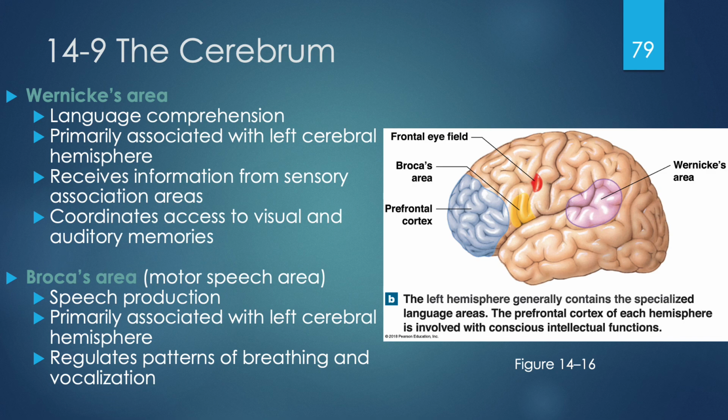Whereas with Broca's area, which is a motor speech area, the exact inverse is true. This is not an area of understanding, this is an area of speech production. So it's associated with the left cerebral hemisphere, and it regulates our patterns of breathing and vocalization. So somebody who may have had a cerebrovascular accident that affects Broca's area may have a very different outcome clinically than somebody who's had a cerebrovascular accident that's affected Wernicke's area.